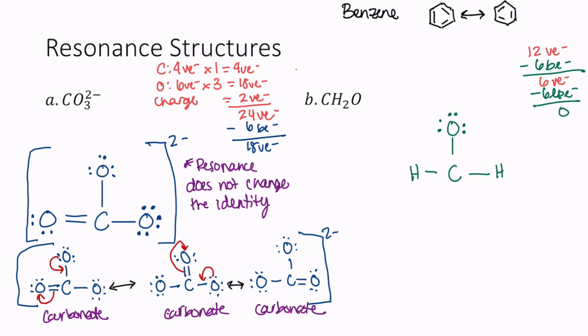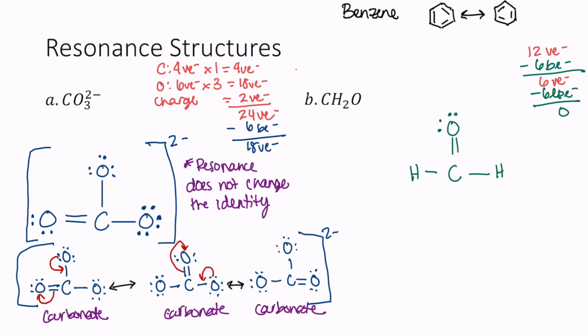Now I can check my octets. Both hydrogens are happy. They only want 2 electrons, and they have 2 electrons. Oxygen is happy. I have 6 electrons from my lone pairs and 2 electrons from my bond, so a total of 8 electrons. However, carbon is not happy. So I'm going to form a double bond between carbon and oxygen.